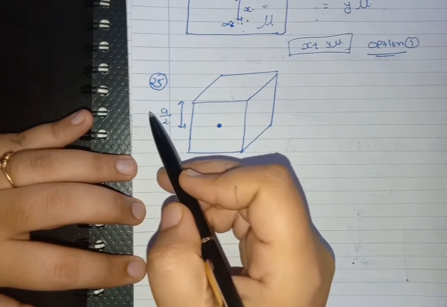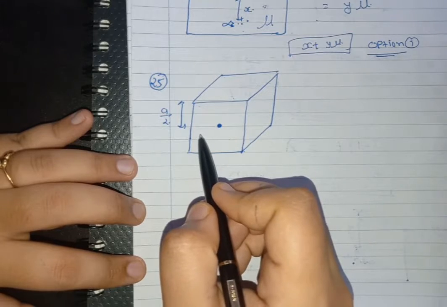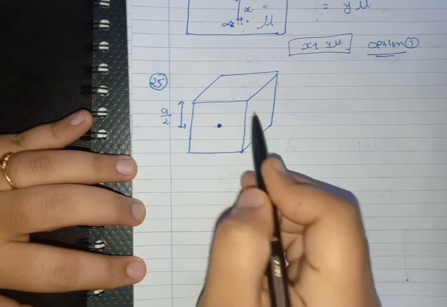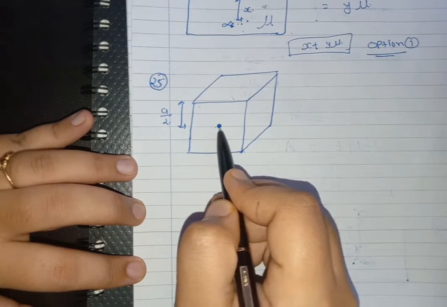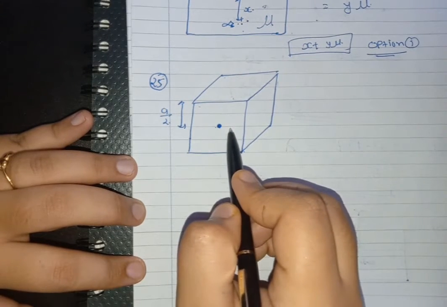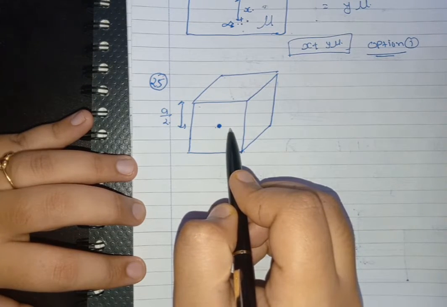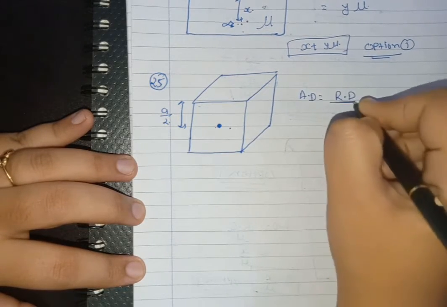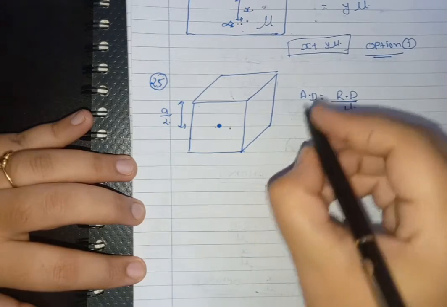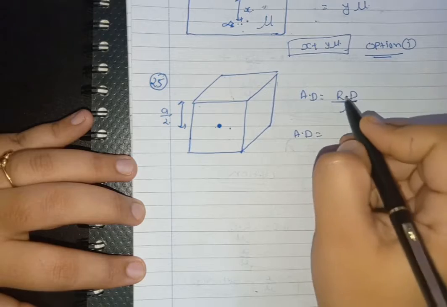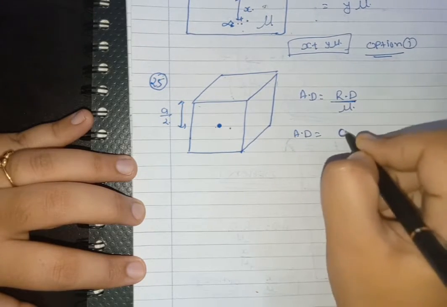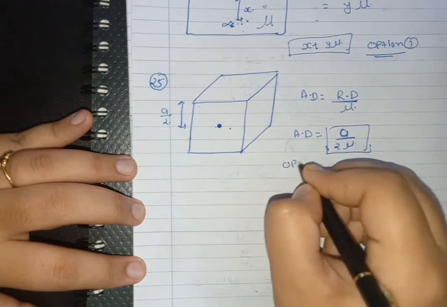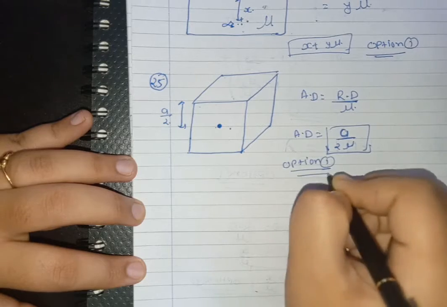In question number 25, a small air bubble is inside a transparent solid cube at exact center. The side of solid cube is A, so the air bubble will be at distance A by 2 from any surface. We want to find the apparent distance of air bubble. The apparent depth is equal to real depth upon refractive index, that is mu. Your real depth is A by 2, so apparent depth will be A upon 2 mu. So option 1 is correct option.